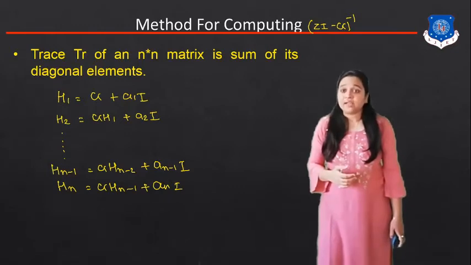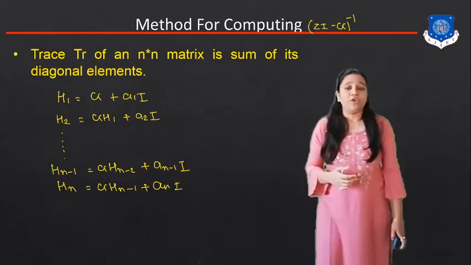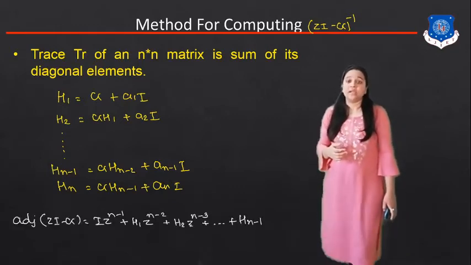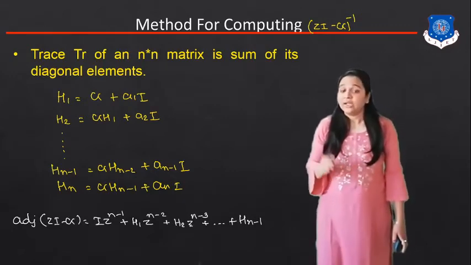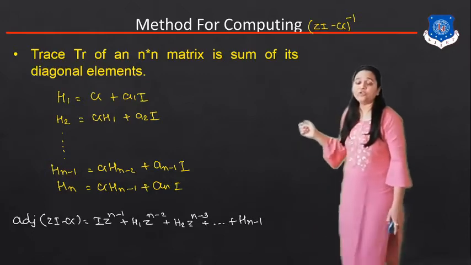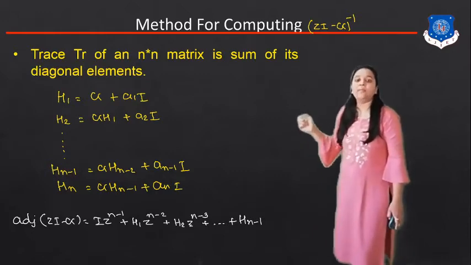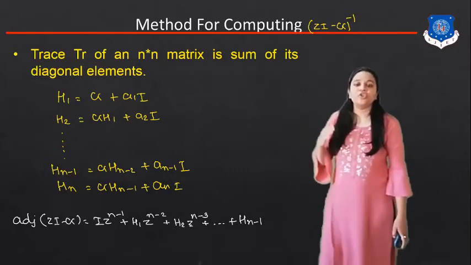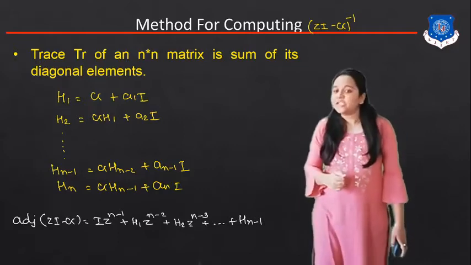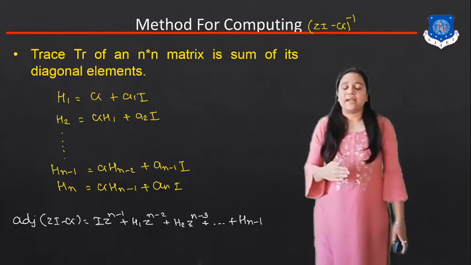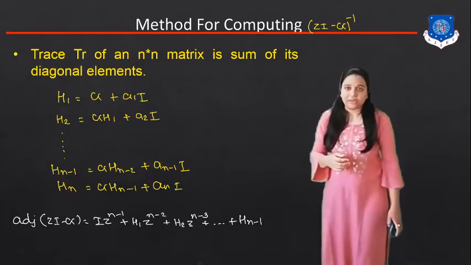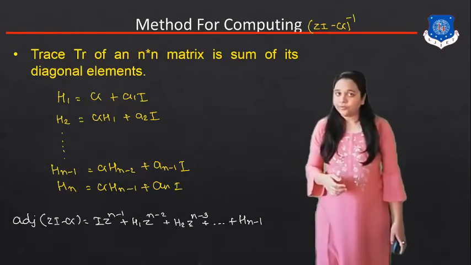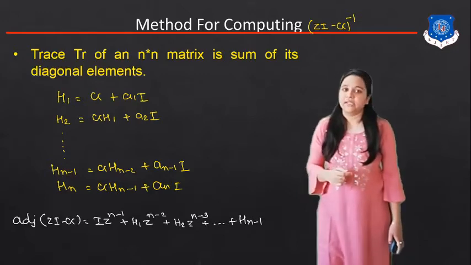Now the next target is to find the value of the adjoint of (zI minus G). What is the equation of the adjoint of (zI minus G)? That is equal to I into z raised to n minus 1 plus H1 z raised to n minus 2 plus H2 z raised to n minus 3 up to H n minus 1. So this is the method to find the value of (zI minus G) inverse.